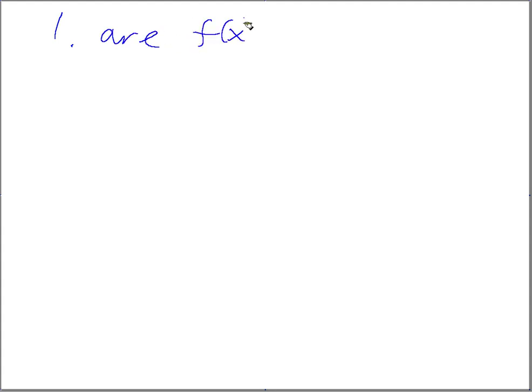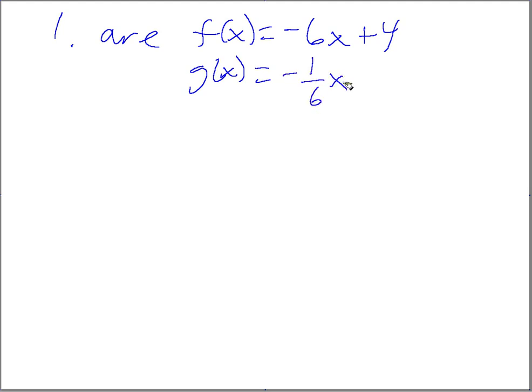Are f of x equal to negative 6x plus 4 and g of x equal to negative 1/6 x plus 3 halves inverses of each other? So you need the composite concepts here, right? You need to find both composites. Make sure it's equal to what? x in this case, if they are to be inverses of each other.